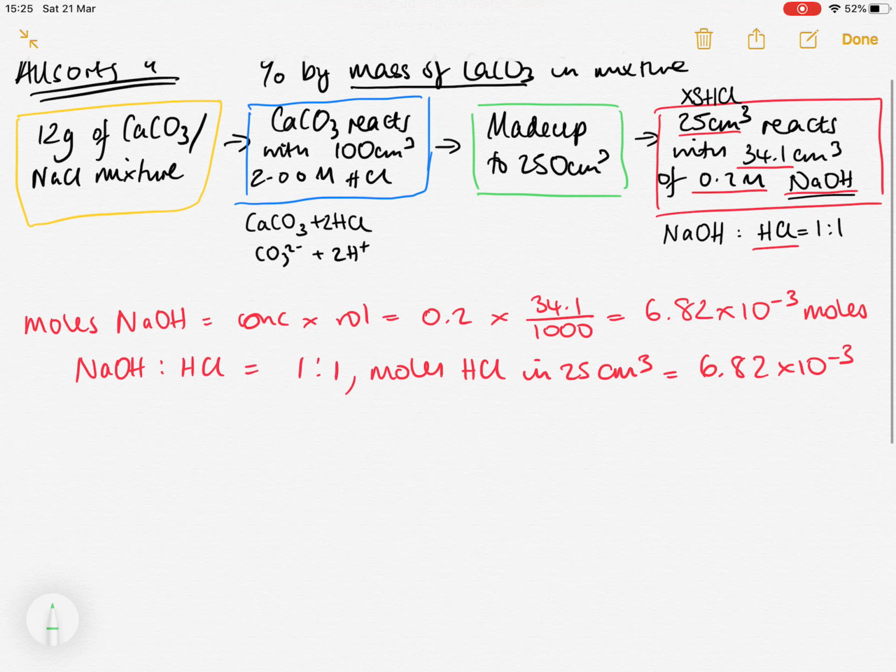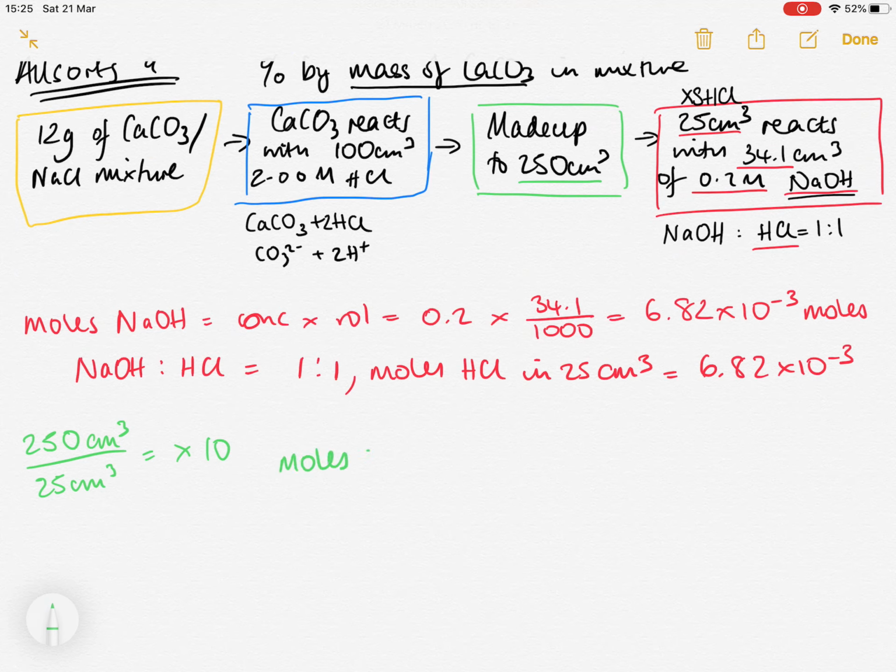The green box is saying that we've got 250 centimetres cubed of solution. Now we took out 25, so what can we do with that? Well, 250 centimetres cubed of the original solution divided by how much we took out will tell us how many portions we had. And so what we've got is a times 10 factor of how many moles there will be between what we've just worked out, 6.82 times 10 to the minus 3 in the red, and then what will be in the green 250 centimetres cubed solution.